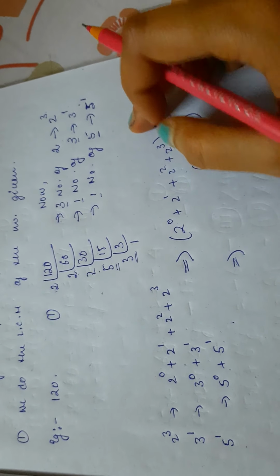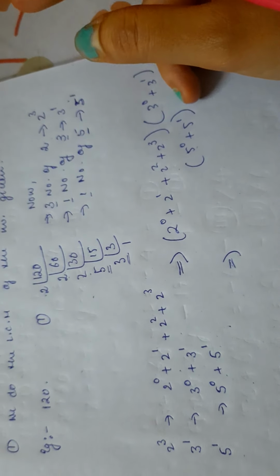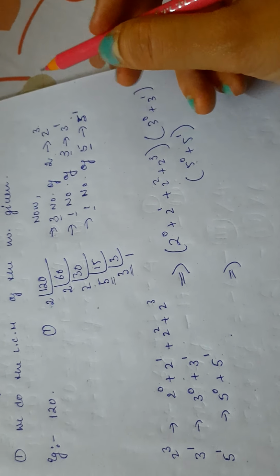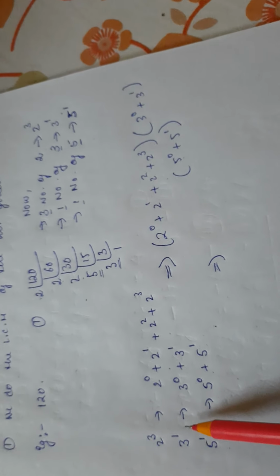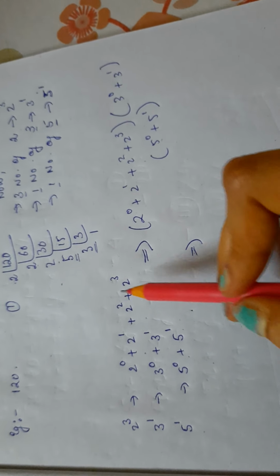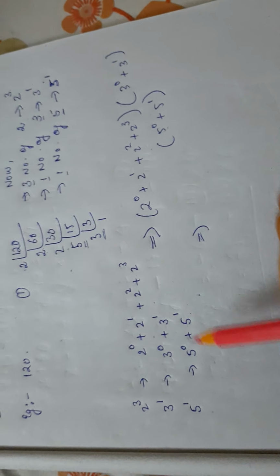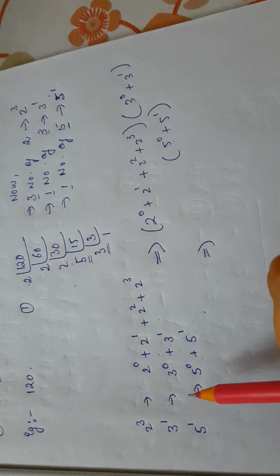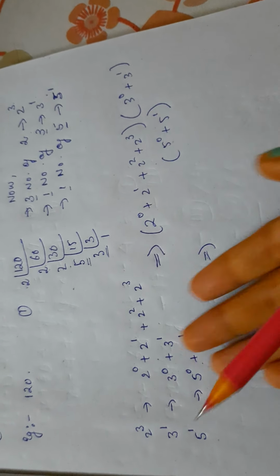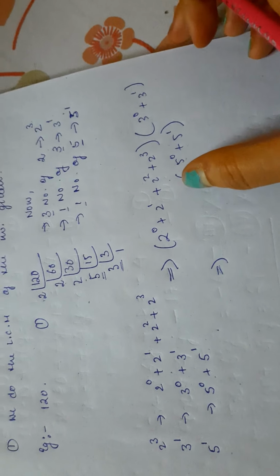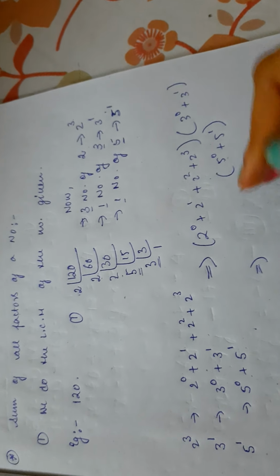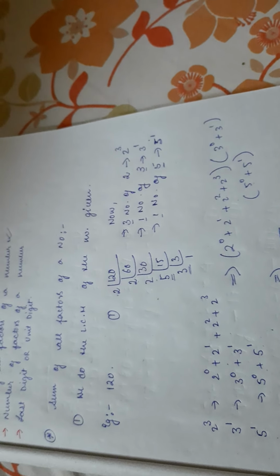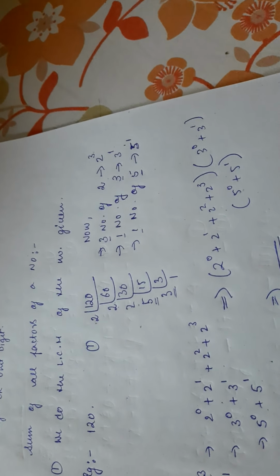So we wrote this. We have 3 twos means 2 to the power 3, one 5 means 5 to the power 1, one 3 means 3 to the power 1. So we wrote like this. 2 to the power 3 means 2 to the power 0 plus 2 to the power 1 plus 2 to the power 2 plus 2 to the power 3. 3 to the power 1 means 3 to the power 0 plus 3 to the power 1. 5 to the power 1 means 5 to the power 0 plus 5 to the power 1. These summations we just multiplied, and whatever result we get will be the answer, meaning that will be the sum of all the factors of a number.